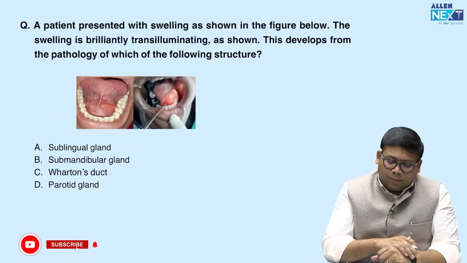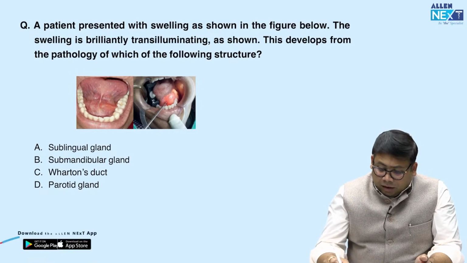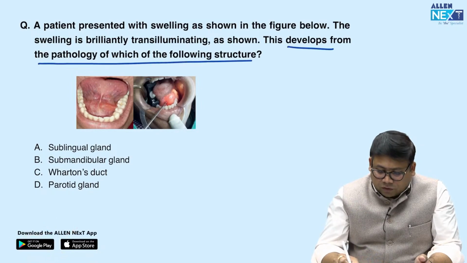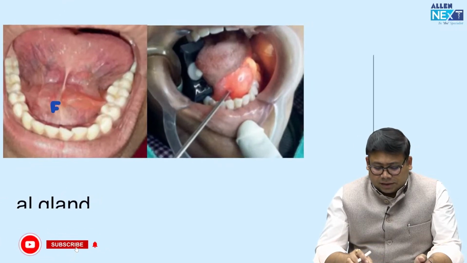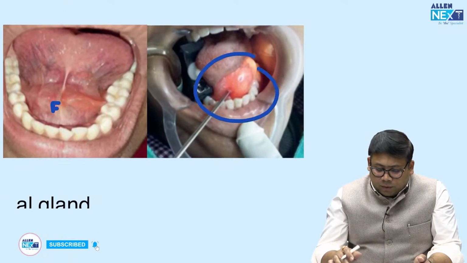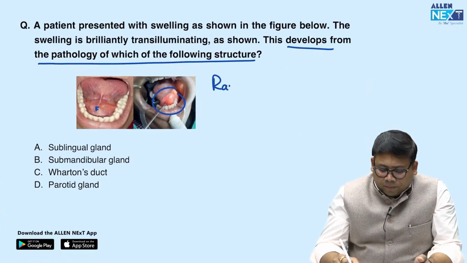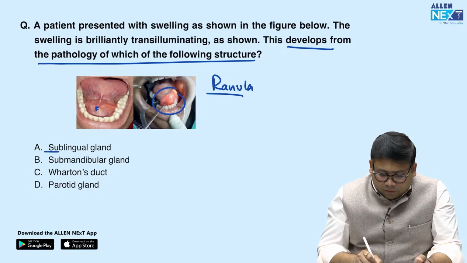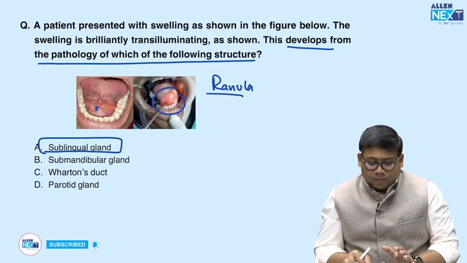Next is a question where, even if you don't go through the question, they're asking this pathology develops from which of the glands? If you see this image, this is the floor of the mouth with a cystic swelling, and this is showing transillumination. So it's a ranula, and this is arising from the sublingual gland. So even without reading the question, I've been able to mark the answer.